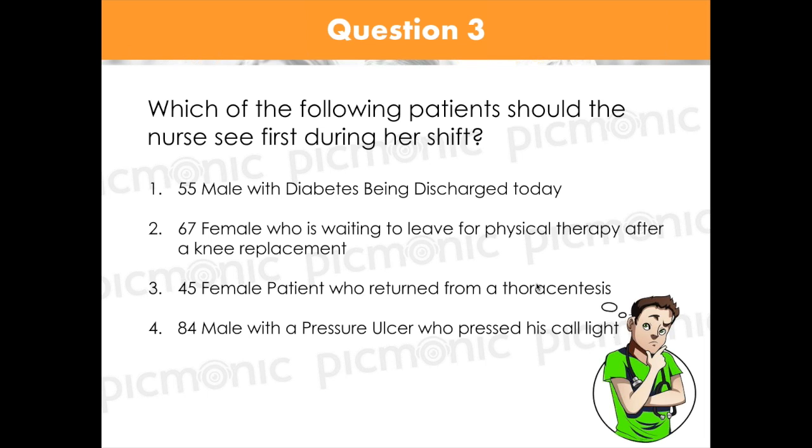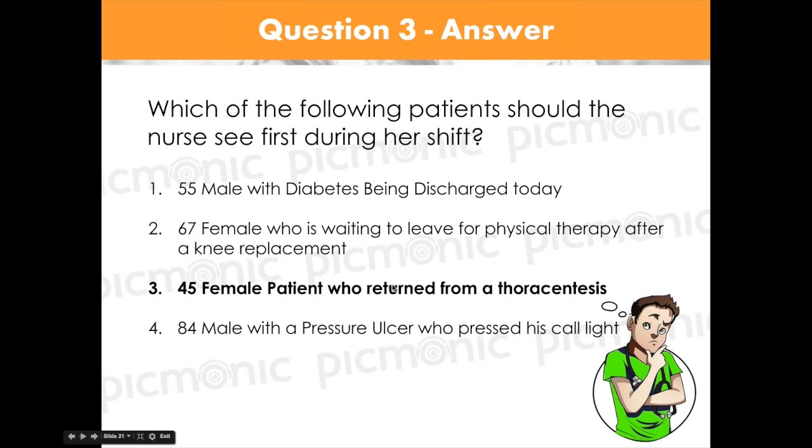But you would know that patient is at the highest risk of desatting. Even if I said this 84-year-old male is in extreme pain and screaming that he needs pain medicine, that's also still an incorrect answer. So the correct answer is 3, the 45-year-old female who returned from thoracentesis.